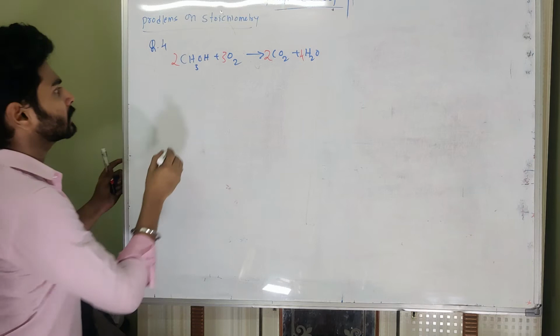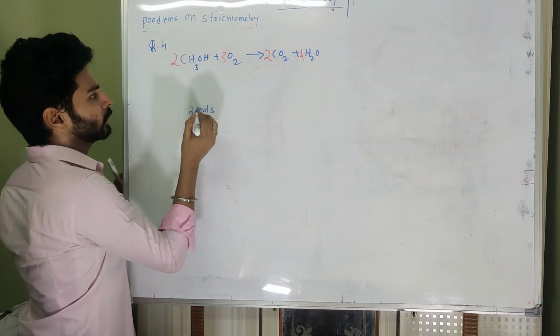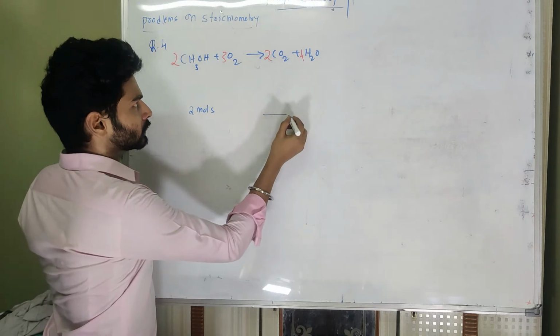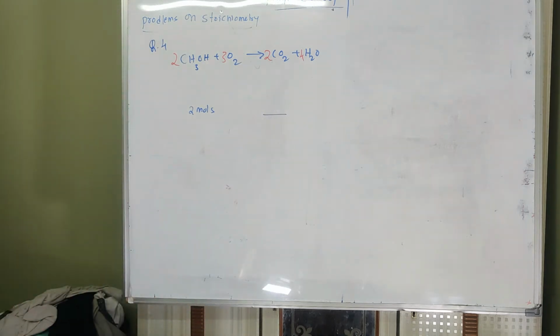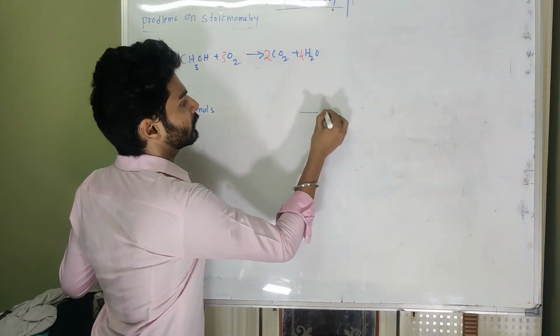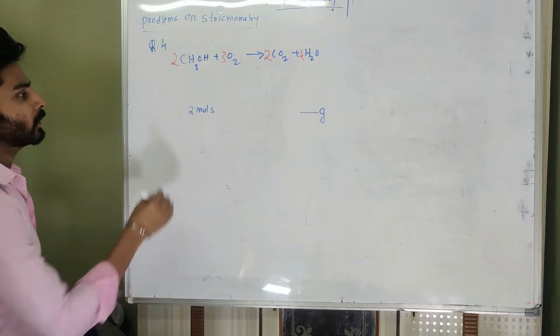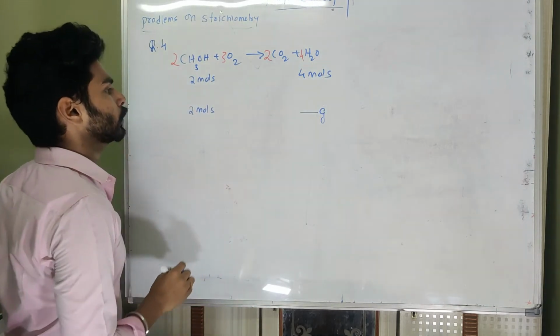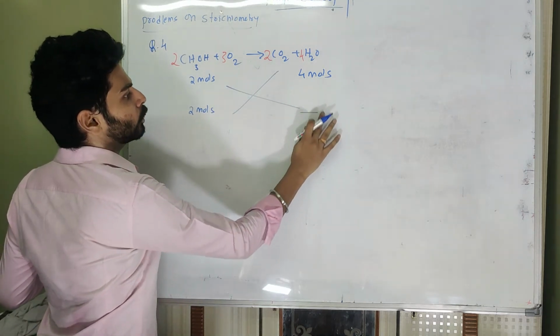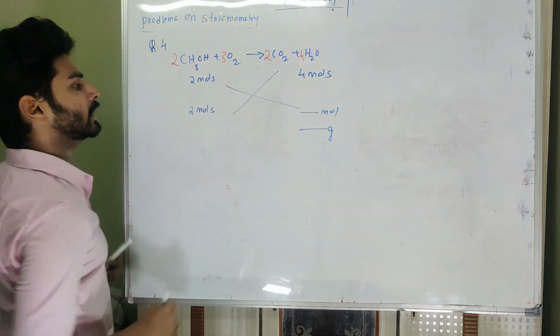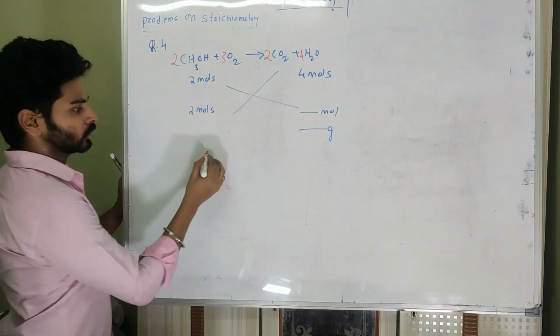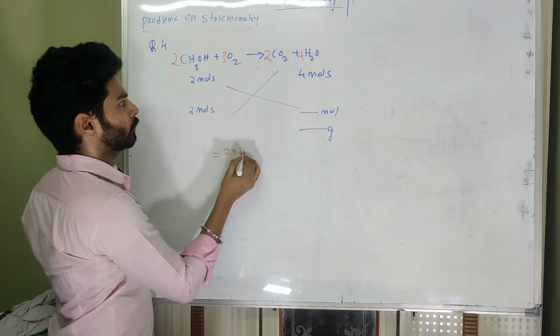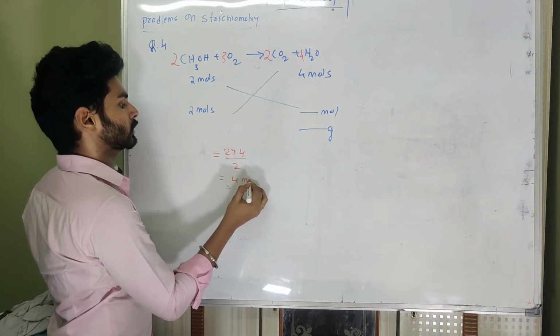Now what is asked is, if I am taking 2 moles of methanol, how much CO2 is going to form and how much water is going to form? The weight of water, so we need grams of water here. Stoichiometry says that 2 moles of methanol gives us 4 moles of water. Initially we get the data in terms of moles, though we are asked to calculate grams. So moles will be 2 into 4 divided by 2, that is 4 moles.